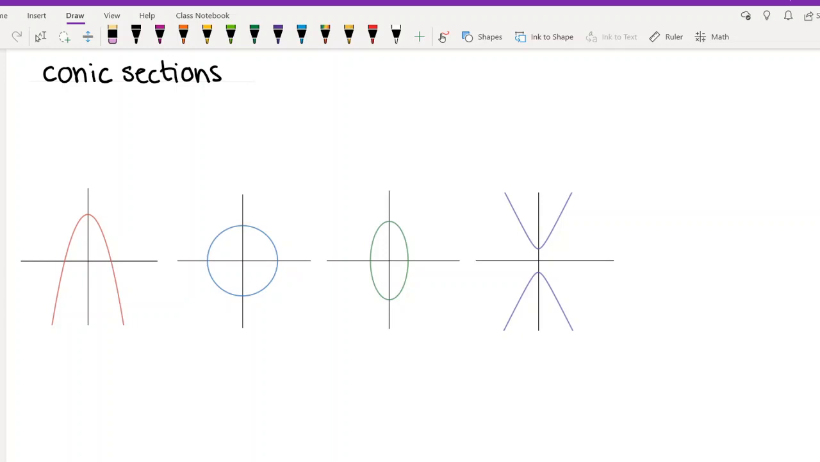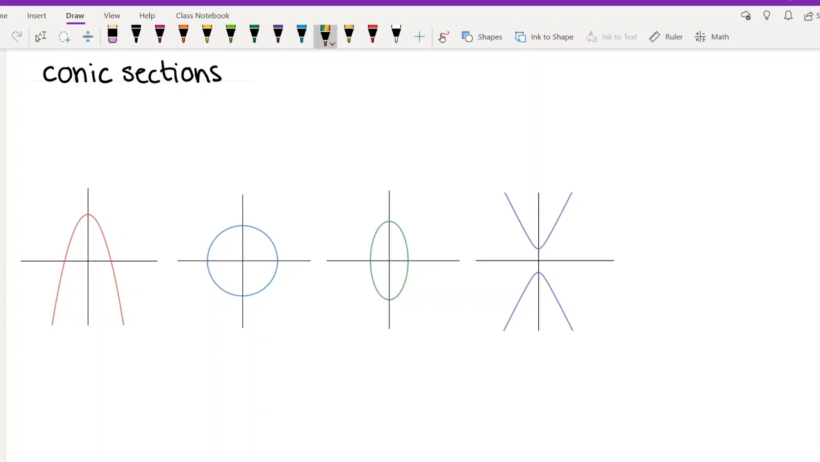Everyone. So this week we're going to be moving on from trigonometry to now start focusing on some different types of graphs that are called conic sections. So there's going to be 4 different types of conic sections that we're going to be focusing on, and I have them kind of drawn out down here.